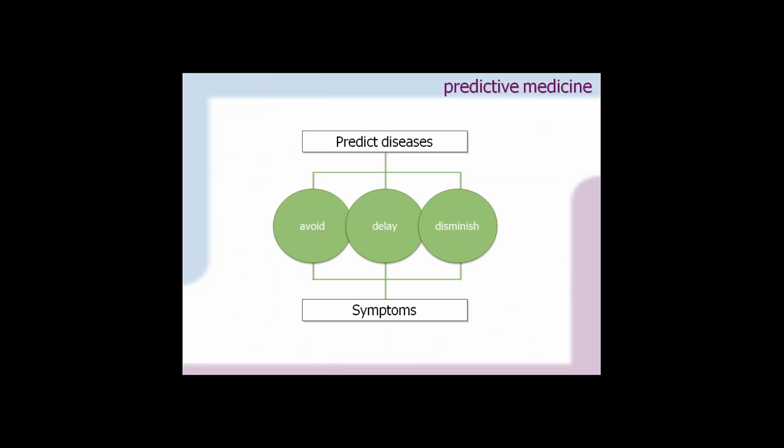Predictive genetics is the medicine branch allowing determination of the probability to develop certain diseases and providing adequate preventive measures with the objective to avoid the disease. When disease cannot be avoided, at least delay its onset or diminish the symptoms.